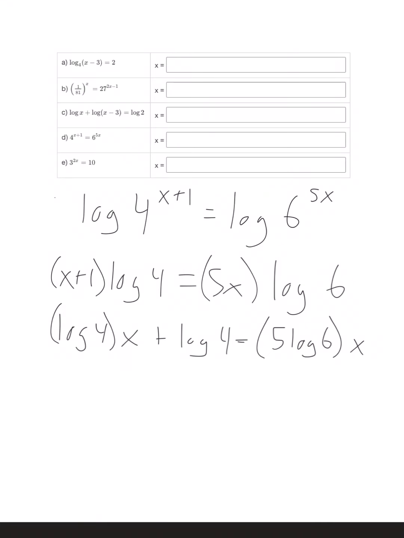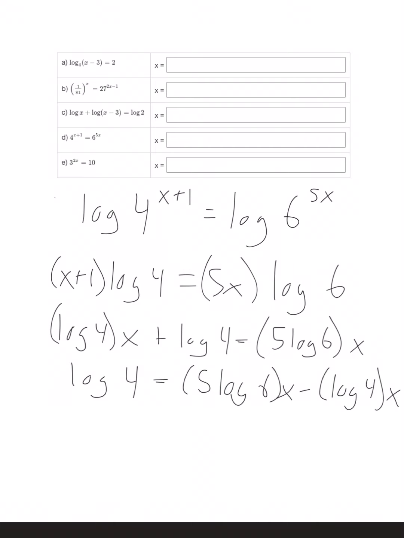So now I just combine all my x's and then divide. So next step, leave the log of 4 over here. Leave that 5 log of 6, and I've subtracted over the log of 4x. Now, if I had converted these two into decimals, I'd just be able to subtract those numbers, but I'm keeping it exact. So I'm going to then factor out the x. And now it's just x times something.